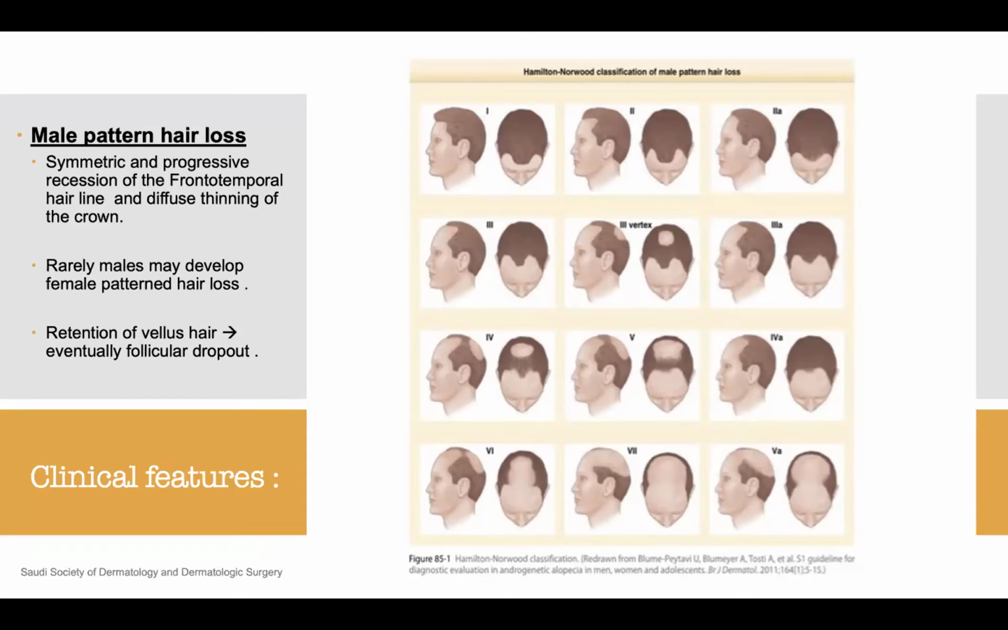So male pattern hair loss, as I mentioned, usually shows symmetric progressive recession beginning in the frontotemporal area of the hairline. Then we can find diffuse thinning over the crown. And rarely, men develop female patterned hair loss. And this is the Hamilton-Norwood classification that we usually use in our clinic to classify male pattern hair loss.